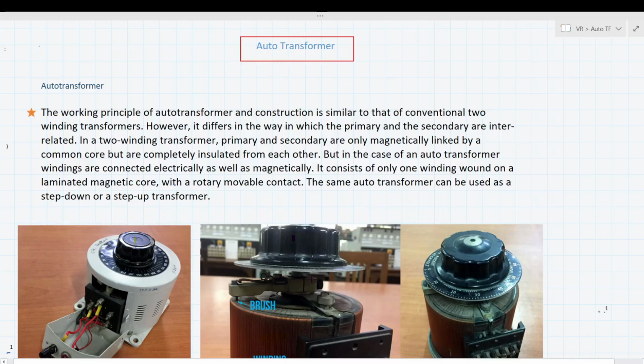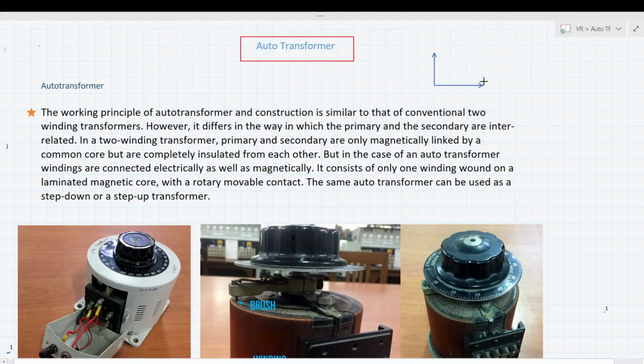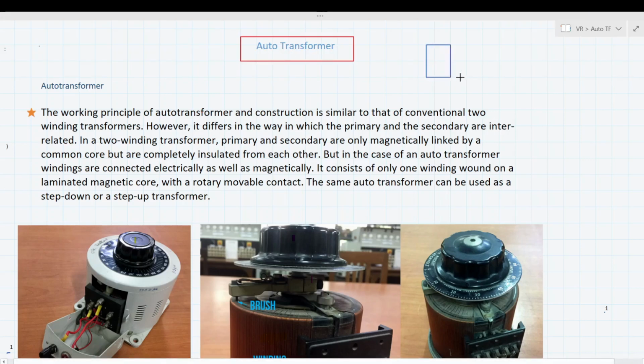Hello students, here we are going to discuss the auto transformer. So far we have discussed a transformer which has a core, and there are two windings on the core, like this. This is primary and this is secondary. This is our two winding transformer.